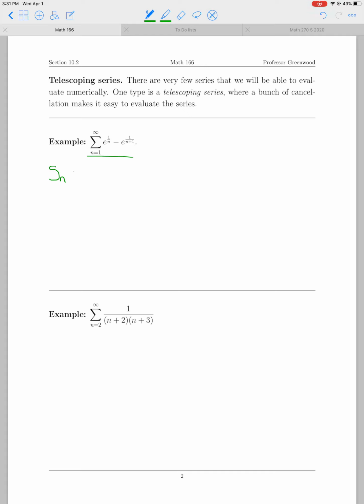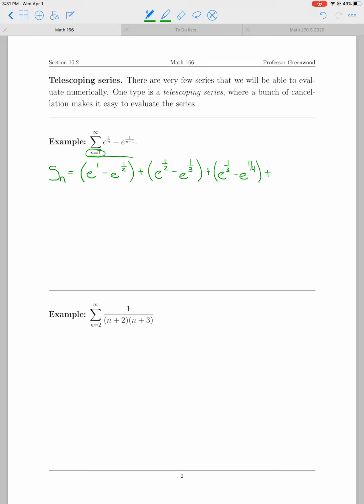In order to figure out what this is, I just have to plug in n equals 1, n equals 2, and so on, up until I get to the nth term in this series. That will look like e to the 1 minus e to the 1/2. That's what happens when I plug in n equals 1 into that term. And then the next term would be e to the 1/2 minus e to the 1/3. And then the next term would be e to the 1/3 minus e to the 1/4.